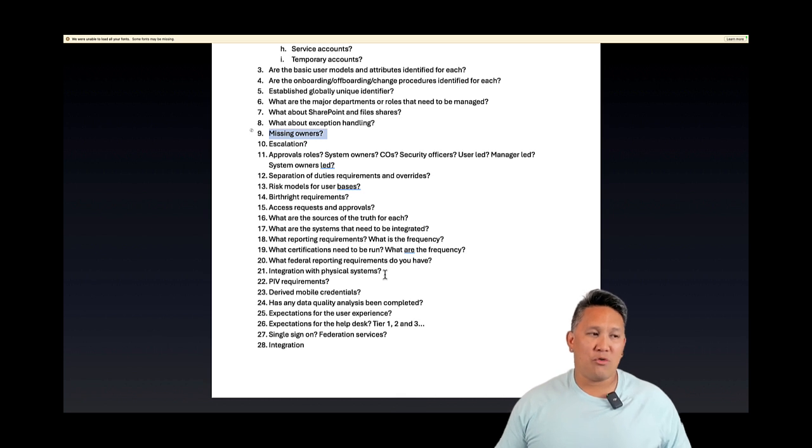Access reviews and approvals, we talked about that already. I'm not going to go over that again. Sources of truth. What is your data coming from? Where's it coming from? Is that the source of truth?